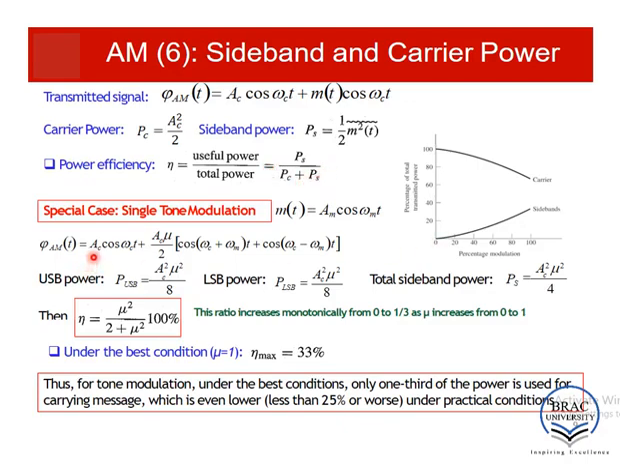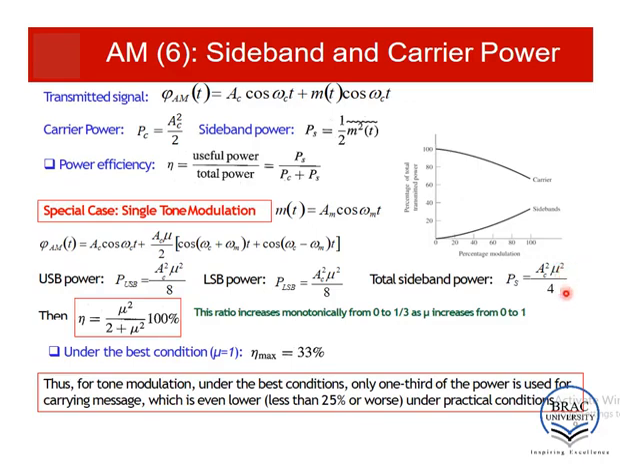In the case of single-tone modulation, we have derived this equation, and the only difference is that previously this value was AM and now it is mu into AC. These two are basically equal because mu equals AM by AC. So we have two cos waves in the sideband here. The first one corresponds to the USB and the second one corresponds to the LSB. Both of these cos waves have an amplitude of mu into AC by 2. So the power of each cos wave, the USB power and LSB power, will both be mu square AC square by 8. So the total sideband power, which is USB power plus LSB power, is mu square AC square by 4.